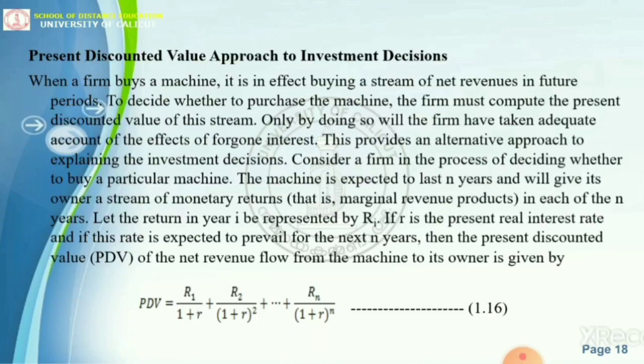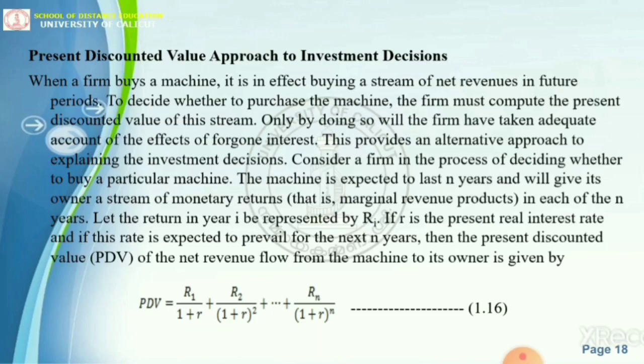When a firm buys a machine, it is in effect buying a stream of net revenues in future periods. To decide whether to purchase the machine, the firm must compute the present discounted value of this stream. Only by doing so will the firm have taken adequate account of the effects of foregone interest. This provides an alternative approach to explaining investment decisions.